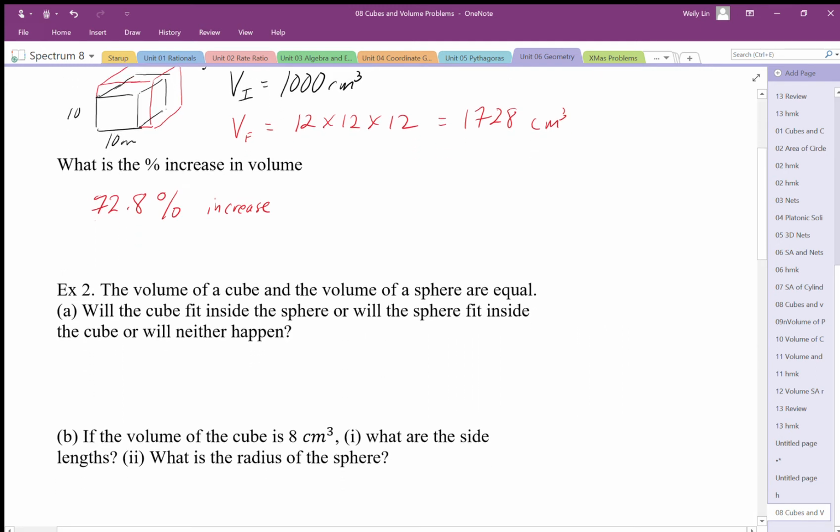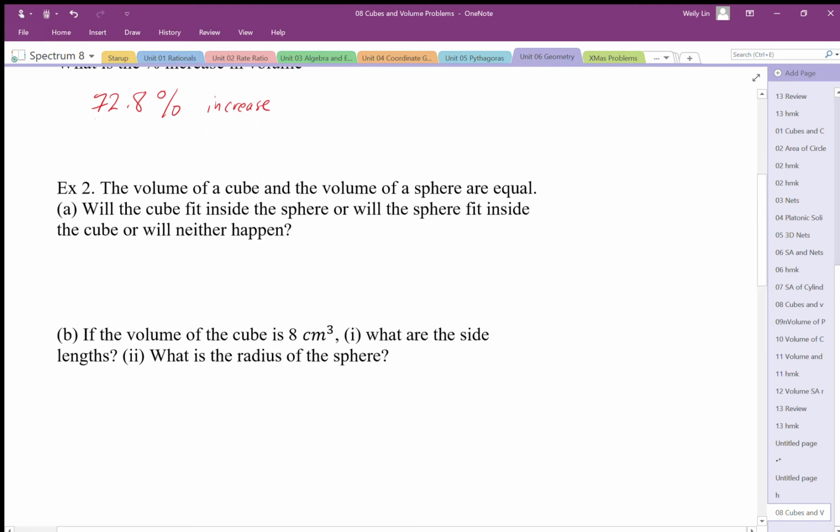Okay, so let's take a look at another problem. The volume of the cube and the volume of the sphere are equal. So I have a cube, and I have a sphere of roughly the same volume. Will the sphere fit inside the cube, or will the cube fit inside the sphere?